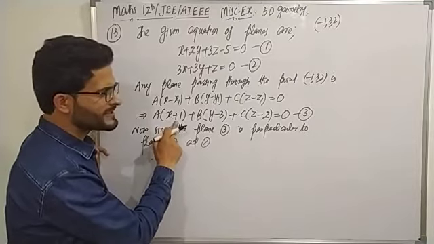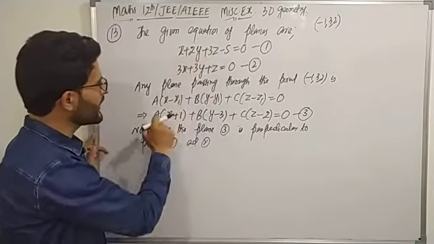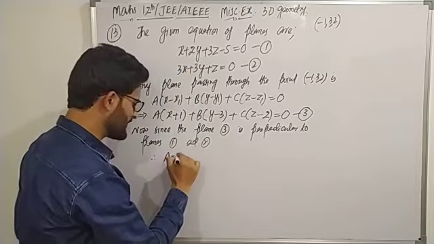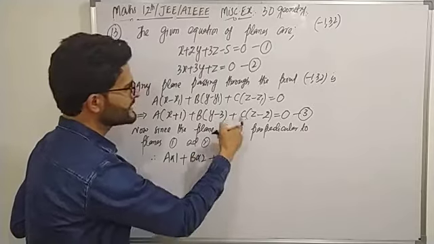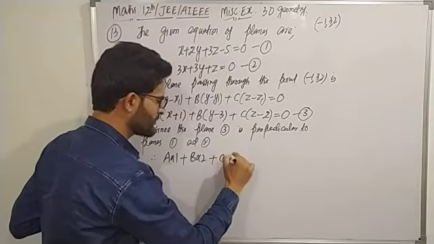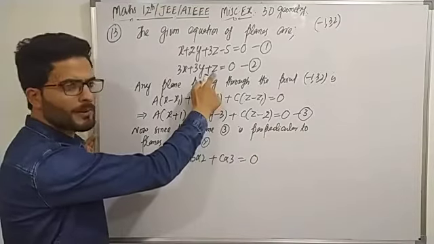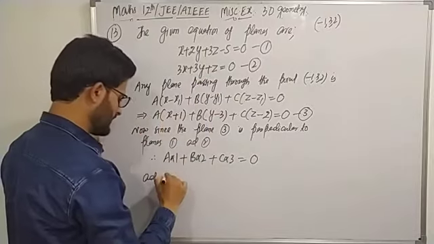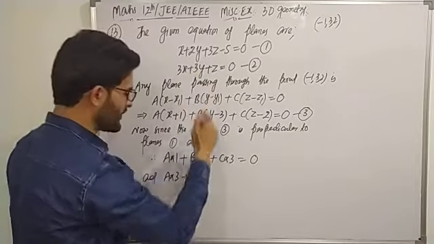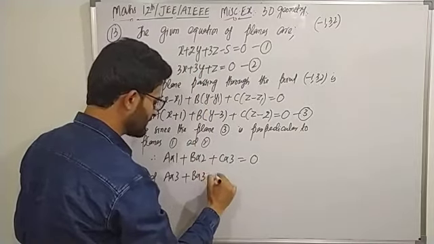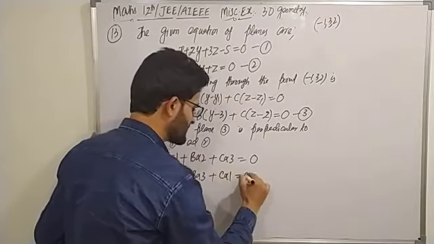So, what are the direction numbers of plane third? A, B, C. What are the direction numbers of plane first? 1, 2, 3. So, A into 1 plus B into 2 plus C into 3 must be equal to 0. And now this plane third is perpendicular to plane second also. So, A into 3 plus B into 3 plus C into 1 must be equal to 0.